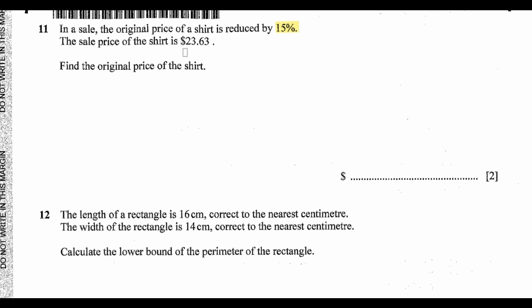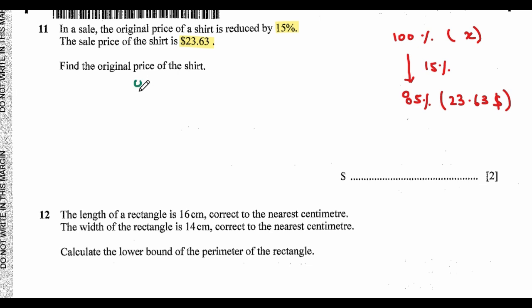Question number 11 says, in a sale, the original price of the shirt is reduced by 15%. The sale price of the shirt is 23.63. Find the original price of the shirt. So originally the shirt was 100% of its price, but then there comes some discount of 15% and now the shirt is 85% of its price. That means after discount the 85% is $23.63, which is the sale price of the shirt. We have to get the original price of the shirt, that means we have to get 100% of the price of the shirt. It is more convenient to use the unitary method over here.